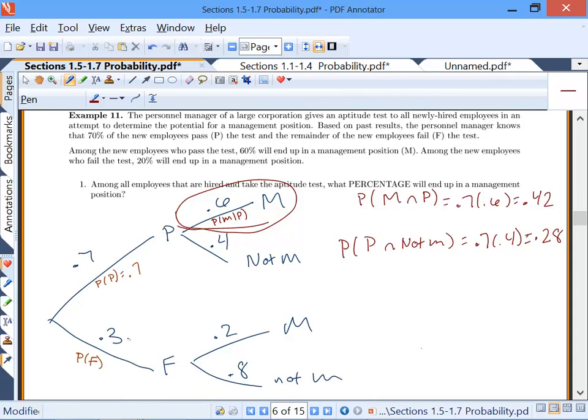If I multiply along the next branch, 0.3 times 0.2, this is the probability that they failed and they became management. So 0.3 times 0.2 gives me 0.06. And the last set of branches would be the probability that they fail and they are not management: 0.3 times 0.8 gives me 0.24.